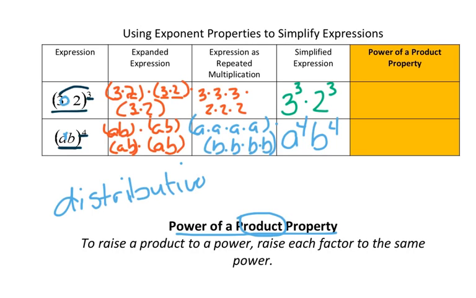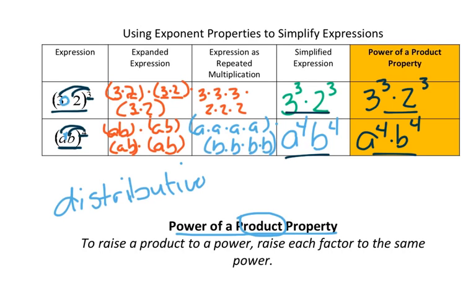So we would distribute that exponent, so it would be 3 to the 3rd power times 2 to the 3rd power. Well, that's what I ended up with. So my long drawn out version works with my property version. So let's do AB. I'm going to distribute that exponent, so it'll be A to the 4th times B to the 4th. Exact same thing. So it works. Power of a product property means to take the exponent and do it to everything inside the parentheses.